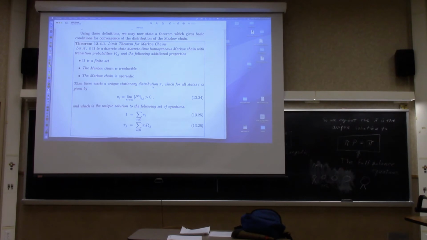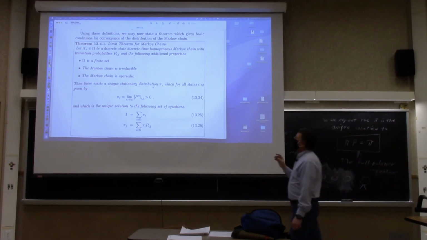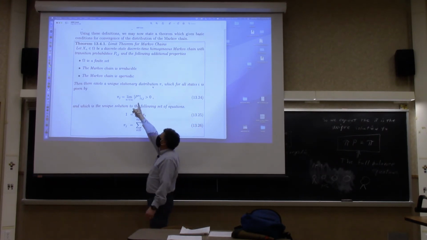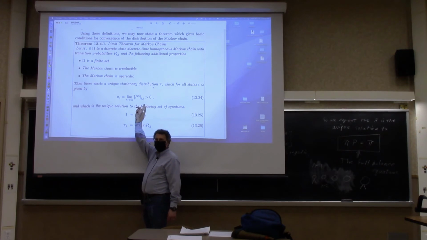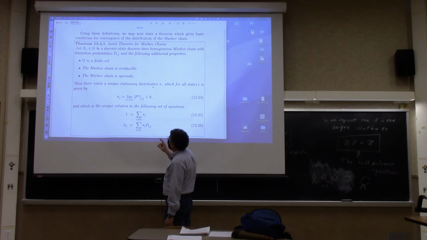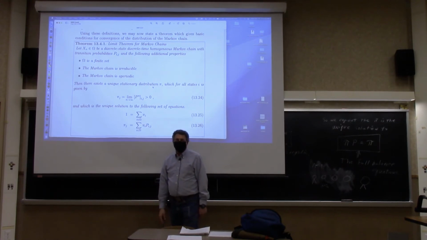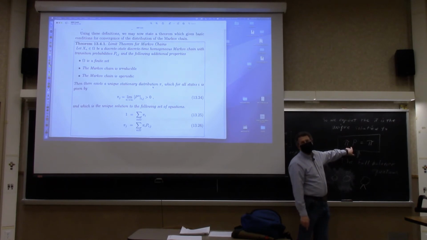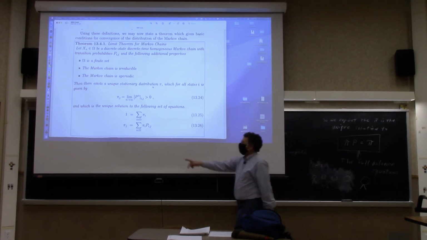So if those 3 things hold, then there exists a unique stationary distribution of this form. The pi's are the rows of the P's, and it's the unique solution to these equations, which are the full balance equations. The full balance equations, that's this. This is in vector form, and that's written out with sums.